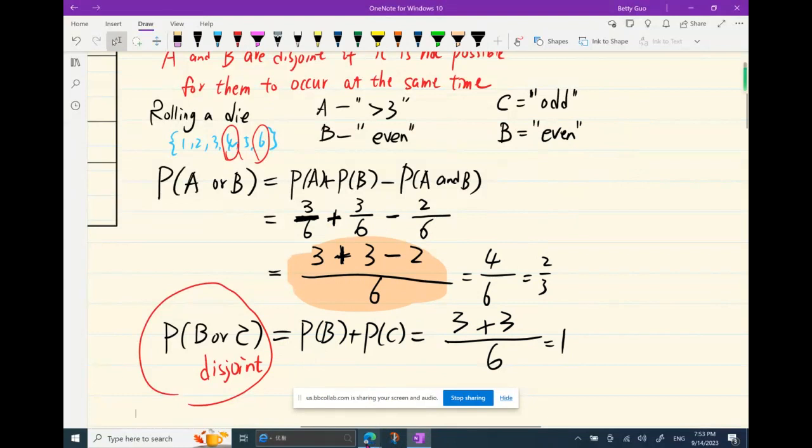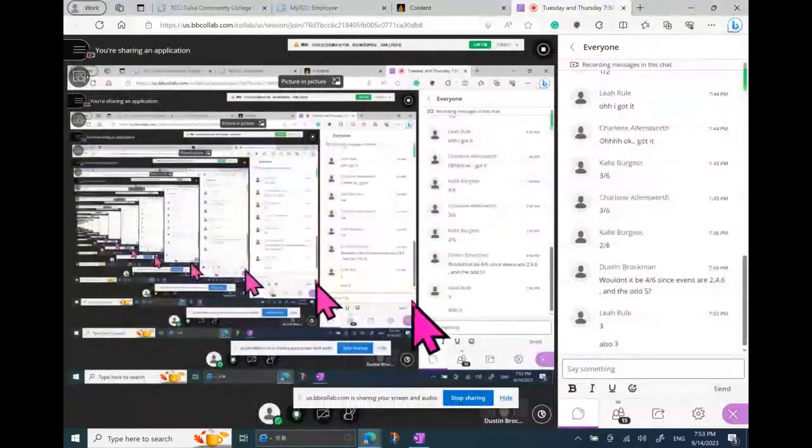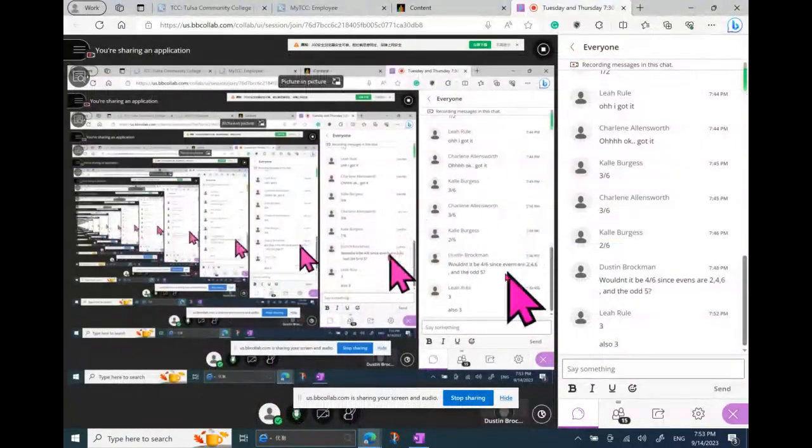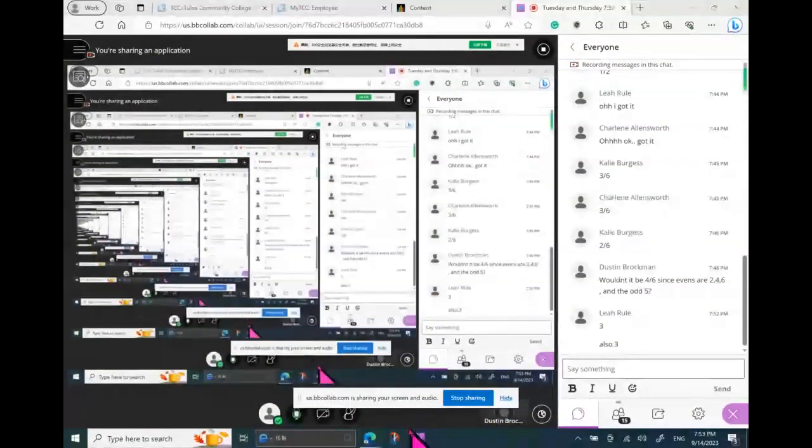Again, we are just using the formula. When the problem is more complicated, we would have to use the formula. So that is the addition rule, guys.